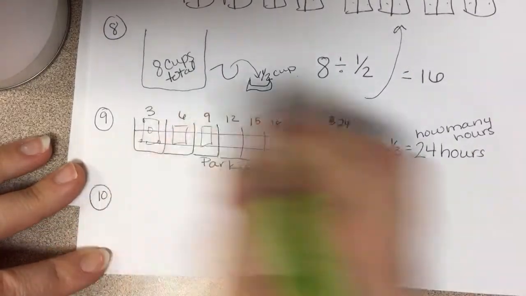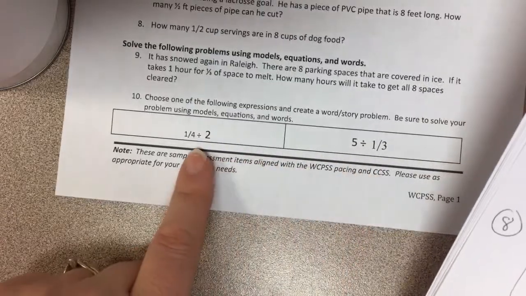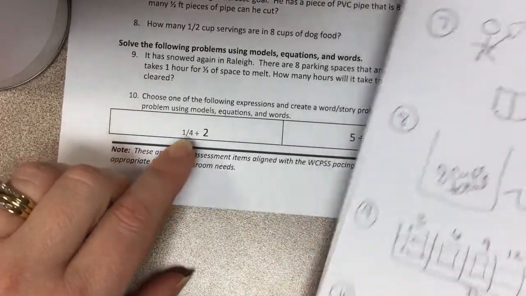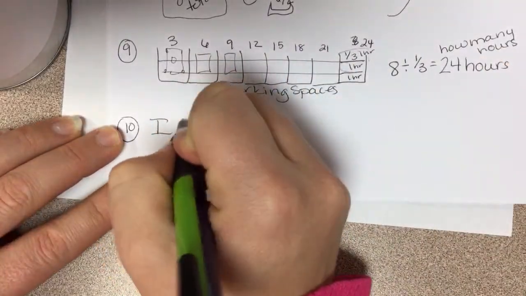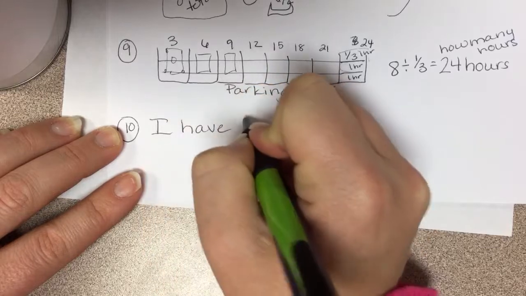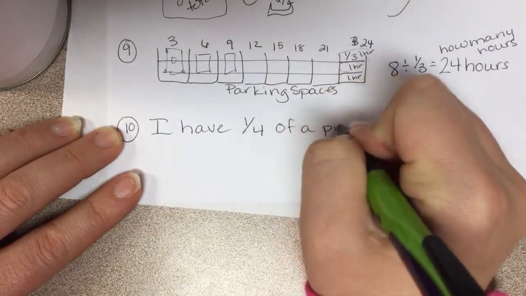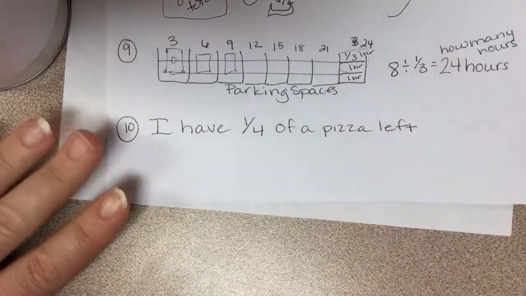All right, I have to write a word problem for these. So I'm going to start with this one. Choose one of the following. So let's see. What can I have 1/4 of? I have 1/4 of a pizza left. When I divide it by 2, I have to share it.